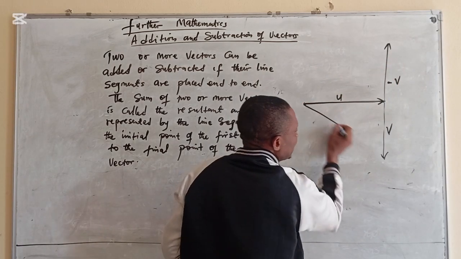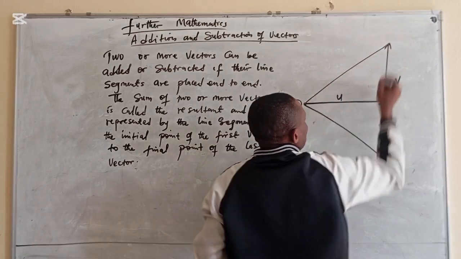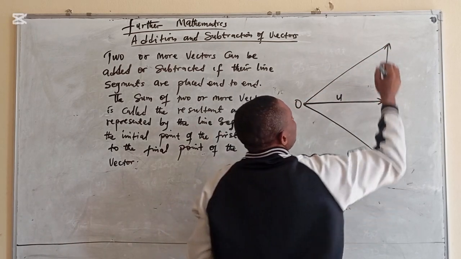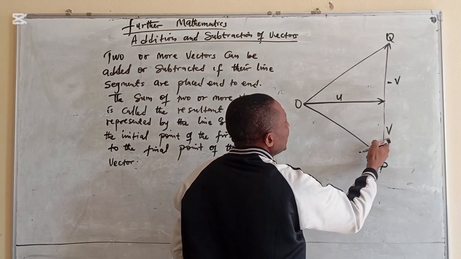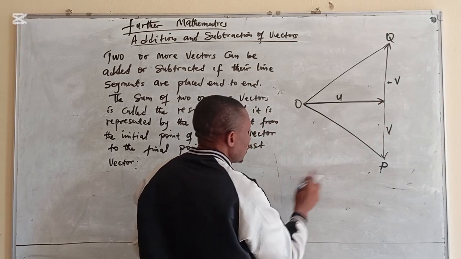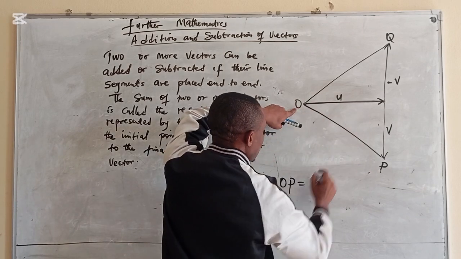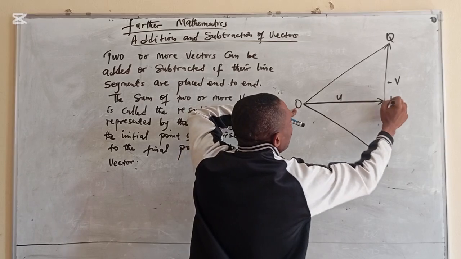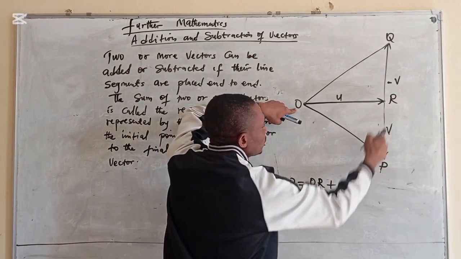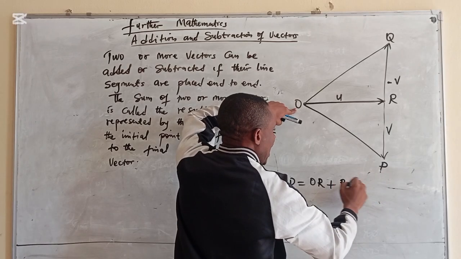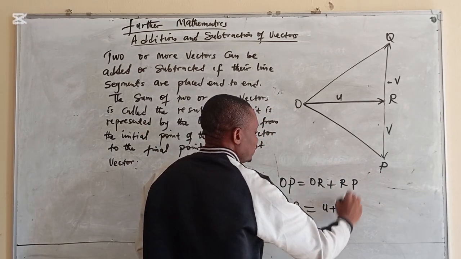So if I complete this, let me call here O, here P, and here Q. If here is U and here is V, then my OP is equal to what? Okay, let me call here R. My OP is equal to OR plus what? RP. That's addition: U plus V.